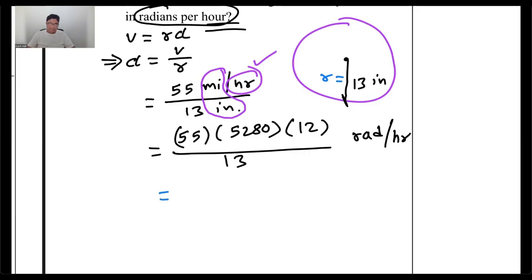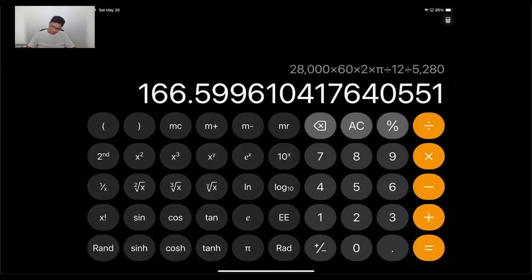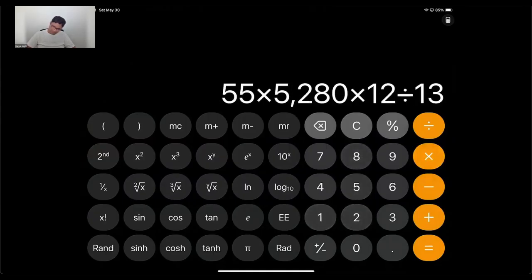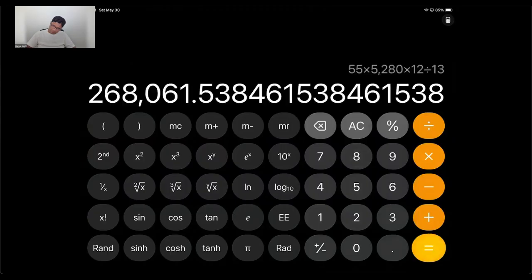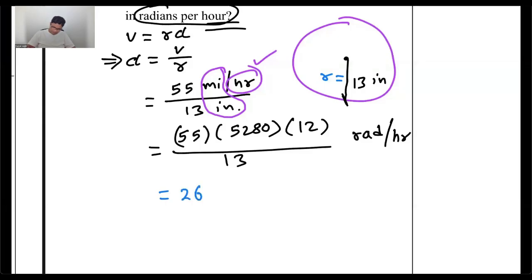Again, put that in a calculator. 55 times 5280 times 12 divided by 13. And that is 268061.53. 268061.53 radians per hour.